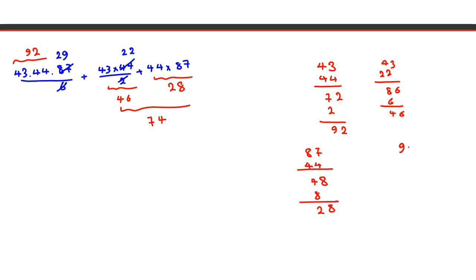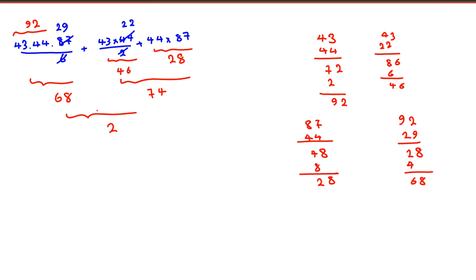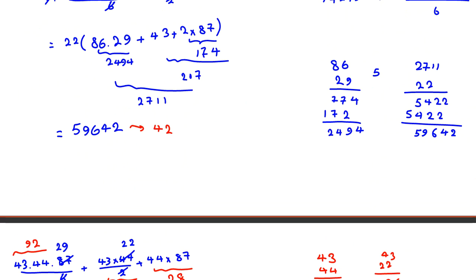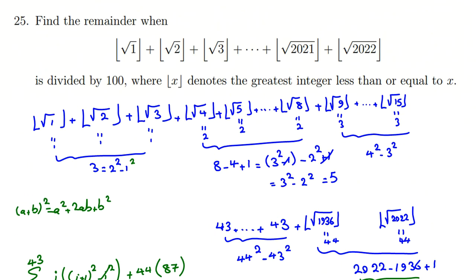92 times 29. So it will be 9 times 2, 18. We have 1, 9 times 2, 9, 81 plus 1, 82. 2 times 2, 4. So it will be 68. So here also it will be 68. 8 plus 4, 12. We have 1, 7. Okay, we have 4 plus 8, 12. 1, 1 plus 7, 8. 8 plus 6, 14. Last two digits is 42. Also, if you see here, we found 42, but you don't need to calculate completely.